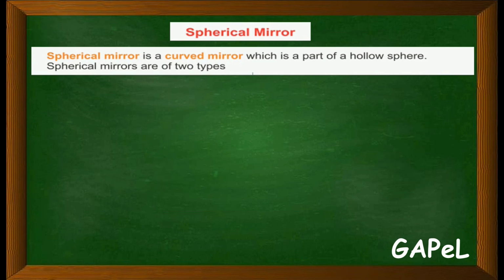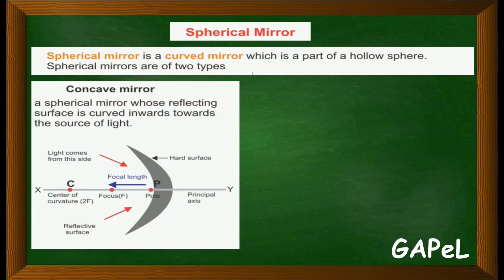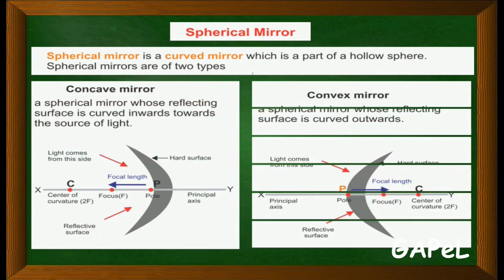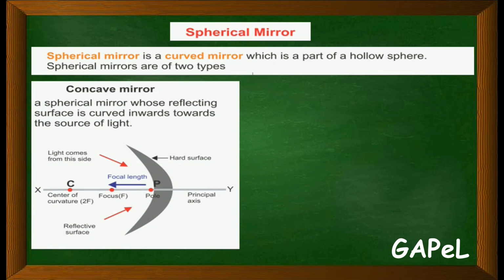What is it? As I have explained earlier, one will be a concave mirror and the other will be a convex mirror. So let's see first what is a concave mirror. Concave. So this is very important.